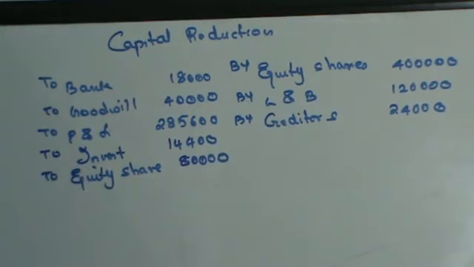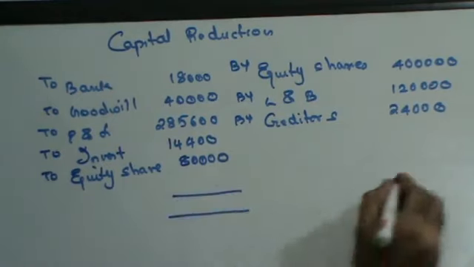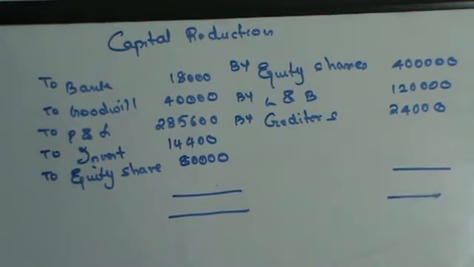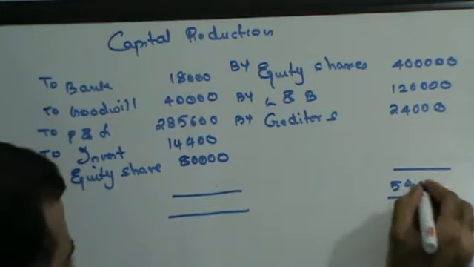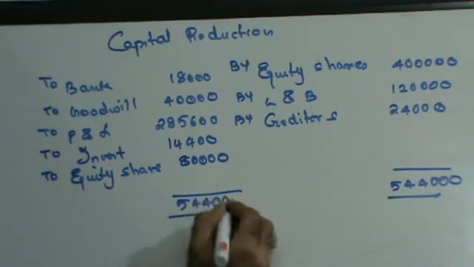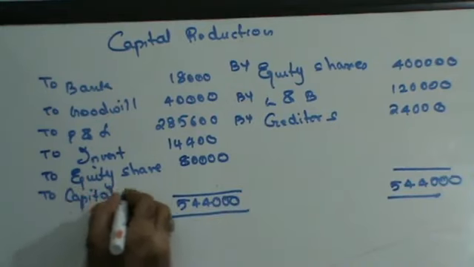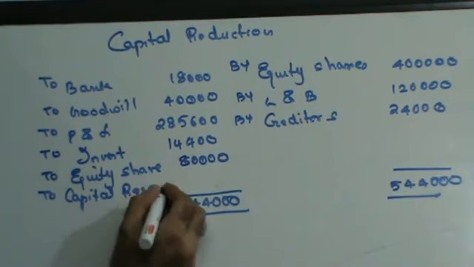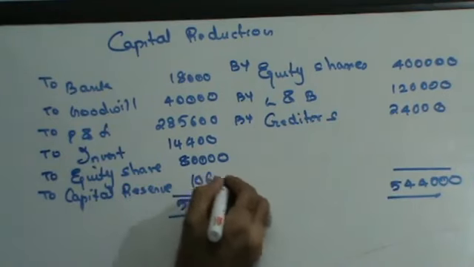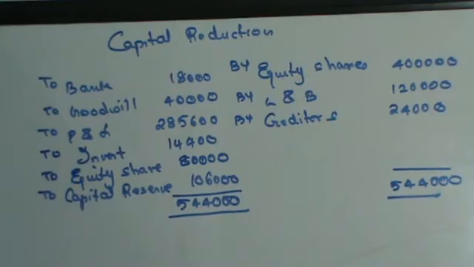Right? Right. Let's tally this. Someone please help me tally this. 5 lakh 44,000. 5 lakh 44,000. Difference. 1 lakh 6,000. So the difference is going to be 1 lakh 6,000.